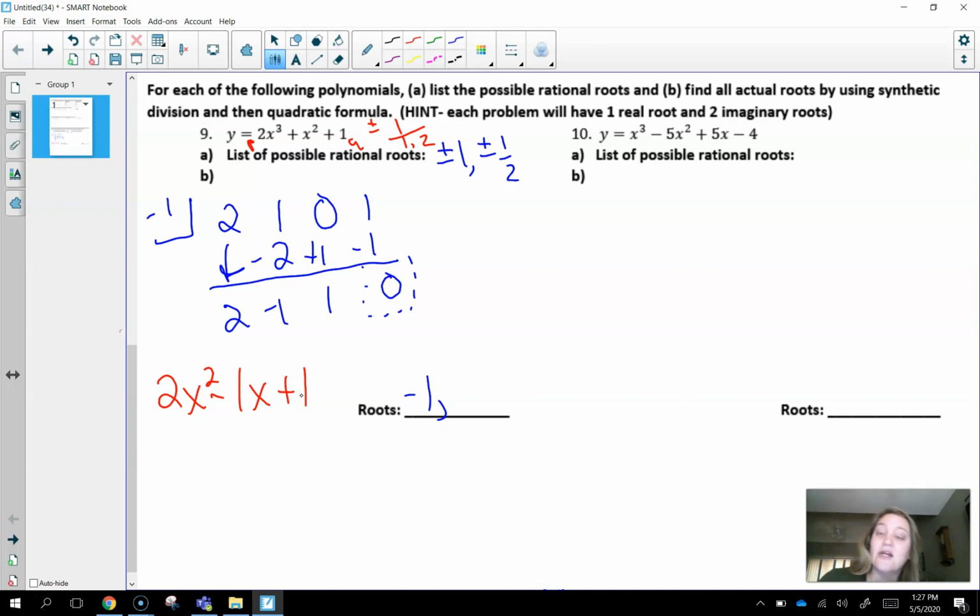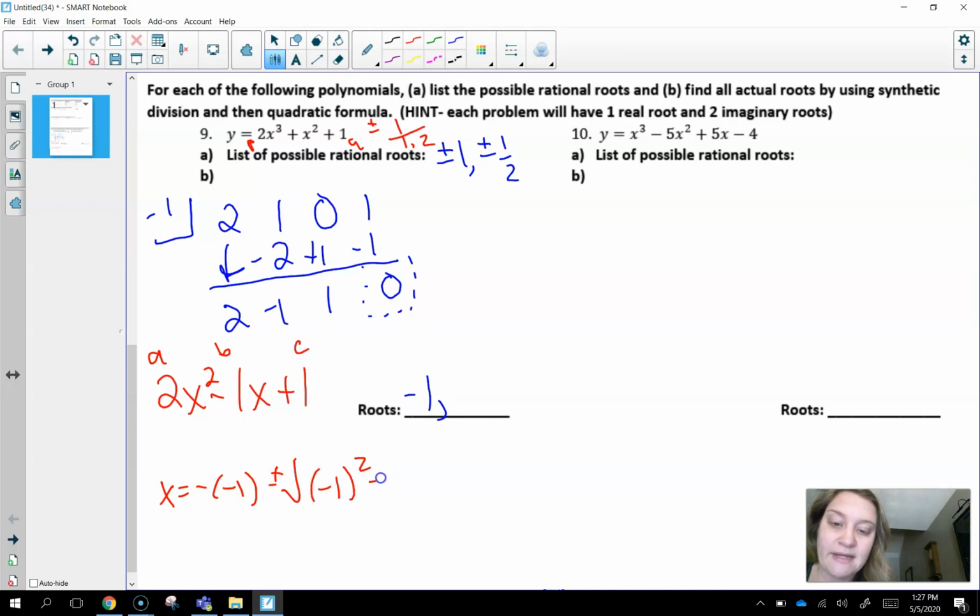And in my notes, we were able to use slip and slide, but for these two problems, slip and slide is not going to work. So that's why I gave you the hint to use the quadratic formula. Remember, this is our A, this is our B, and this is our C. Okay, so to set up our quadratic formula, we have x equals negative b, which is -1, plus or minus the square root of b squared minus 4 times a times c, and that's all going to be divided by 2a.